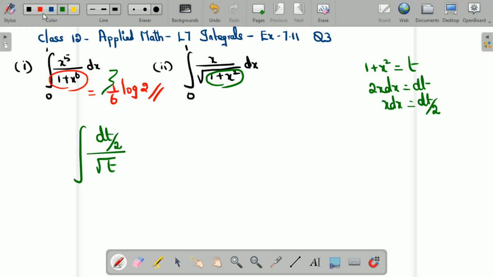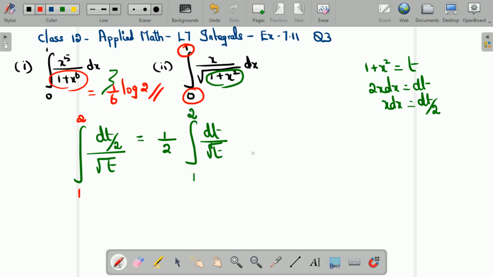Now let's work on the limits. So if you put x is equal to 0 here, t will become 1 plus 0, which is equal to 1. If you put x is equal to 1 here, 1 plus 1 square is again 1 plus 1, so t's value will become 2. So now let's modify the integration. So this is half into integral of dt divided by root t between the limit 1 to 2.